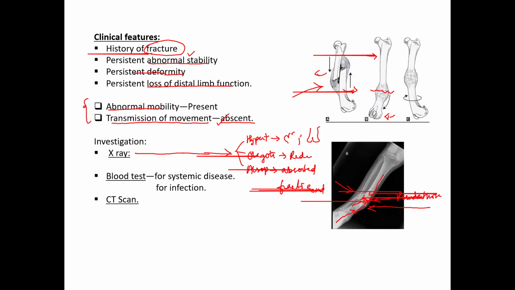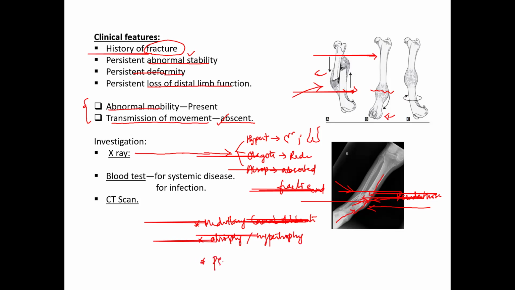So in X-ray, there are these points you need to remember. One is that the medullary canal gets obliterated. Medullary canal obliteration, this you need to remember. And second thing is there will be atrophy or hypertrophy of the fracture ends depending on the type of fracture, and formation of pseudoarthrosis. Okay. Then what are the blood tests? For systemic disease like diabetes, hypothyroidism, or infections, CRP, ESR, all these things you need to do.